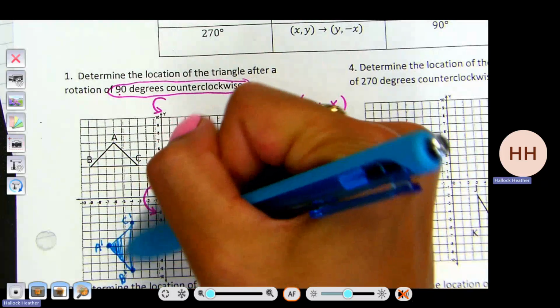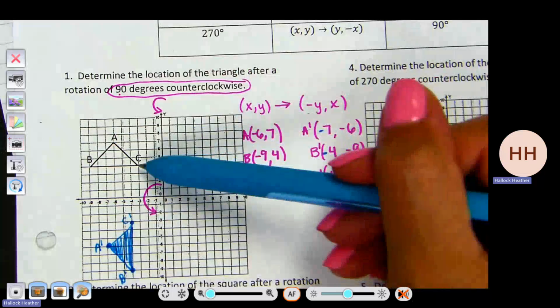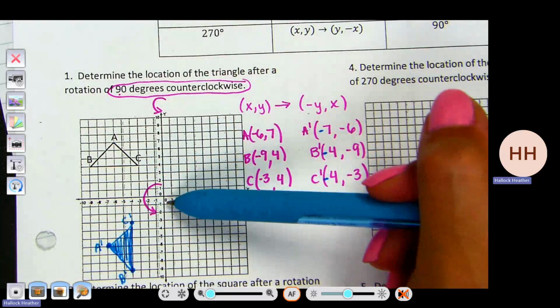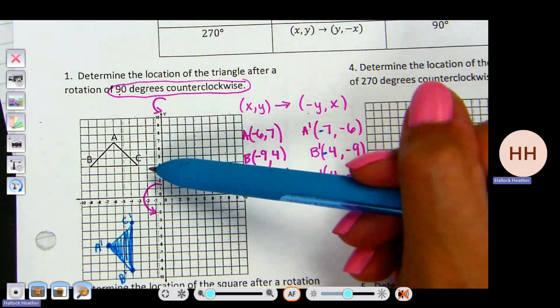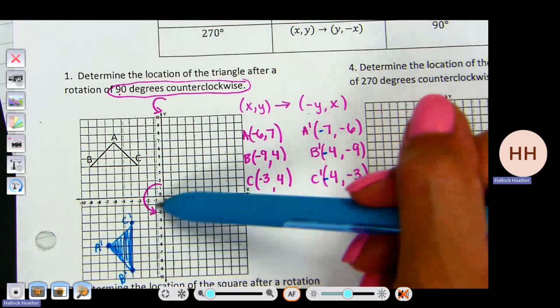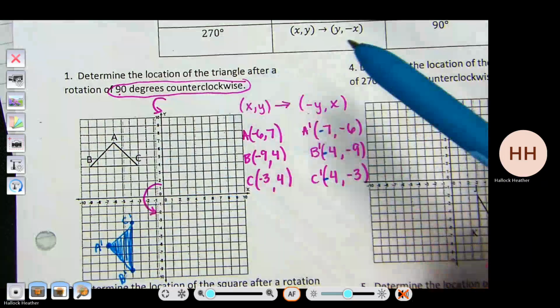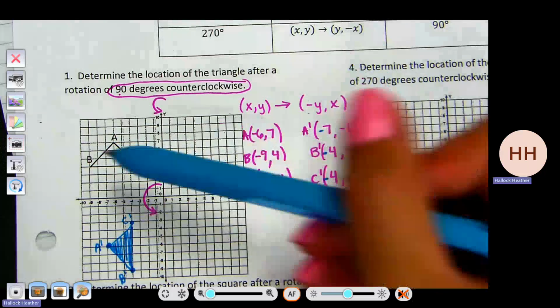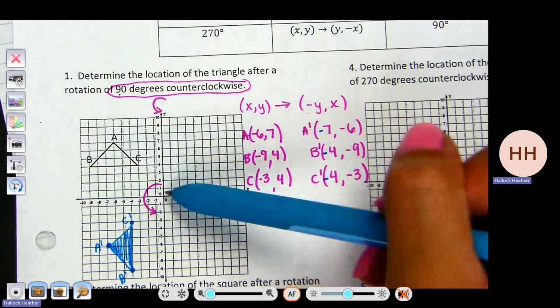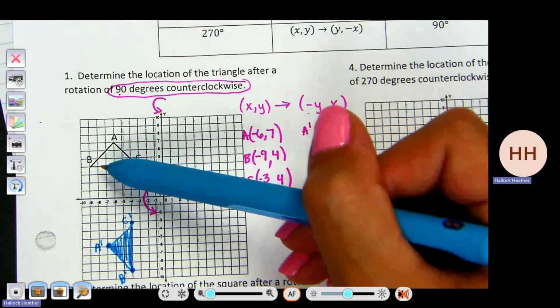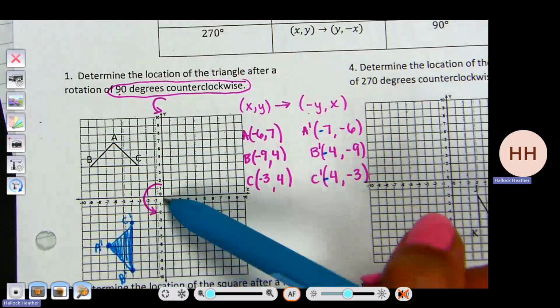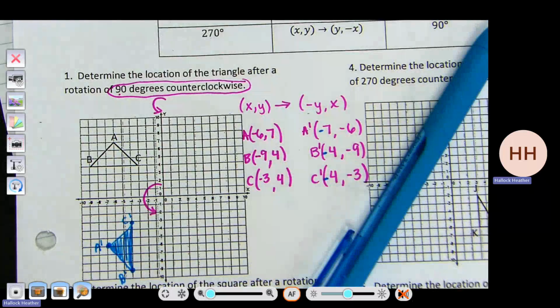So if you look at the original picture, C is technically closest to 0, 0. C is still the closest to 0, 0 because it's spinning around 0, 0. B is technically the furthest from 0, 0. B should still be the furthest from 0, 0 because it's spinning around 0, 0.